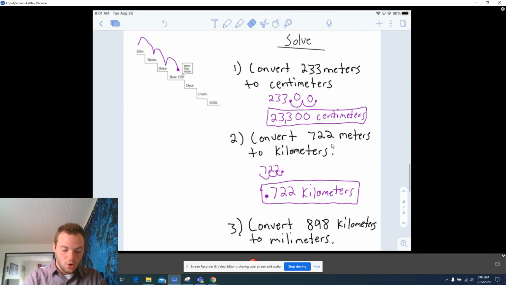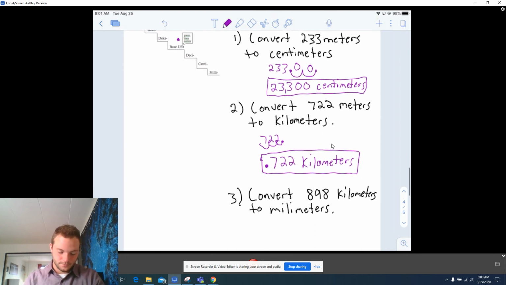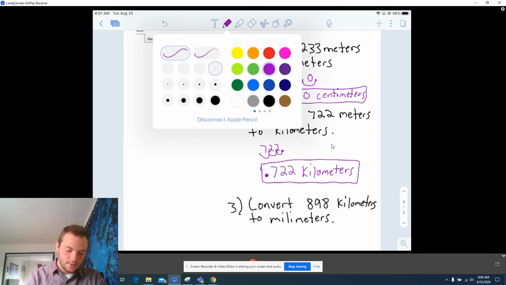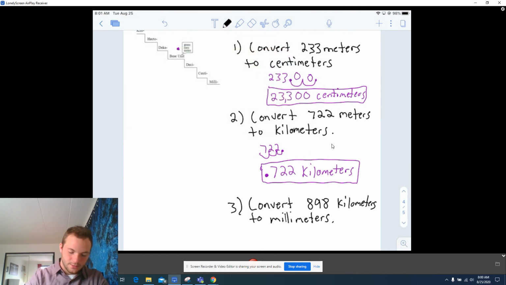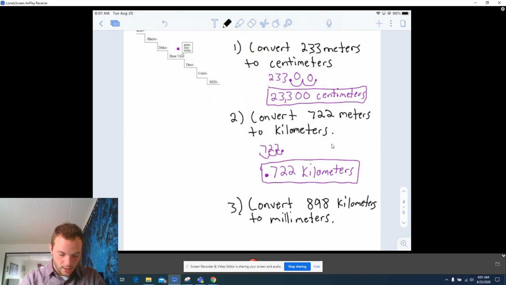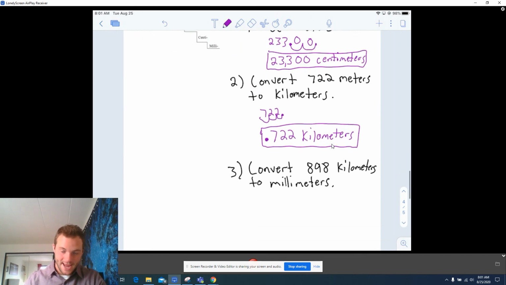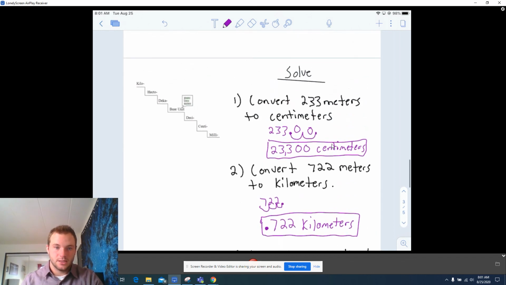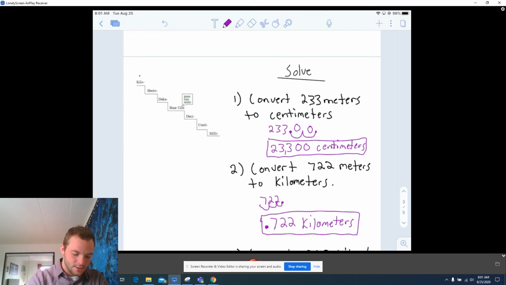All right, we got one more. So here, again, right now we're working with the metric system. So we have 898 kilometers. So I'm going to write that 898. The decimal goes right after, to millimeters. So we're starting at kilometers and we're going to millimeters down here.